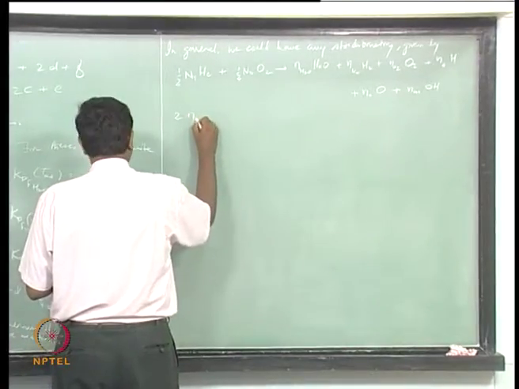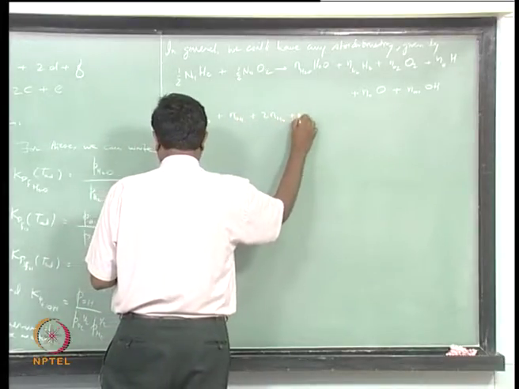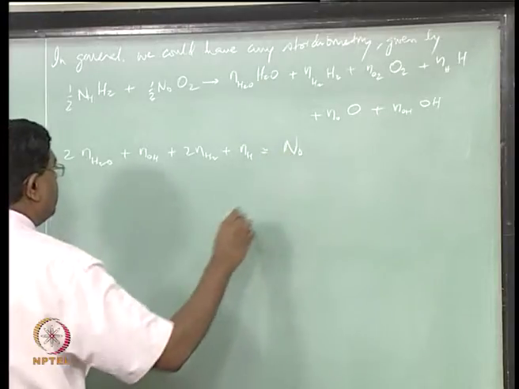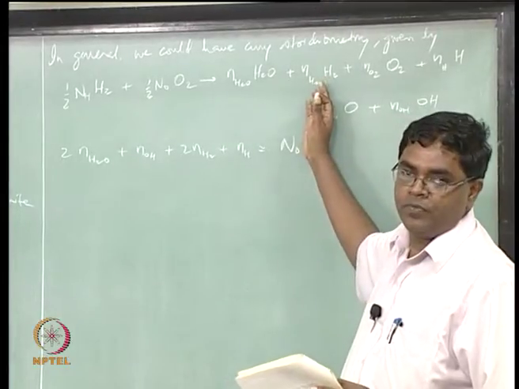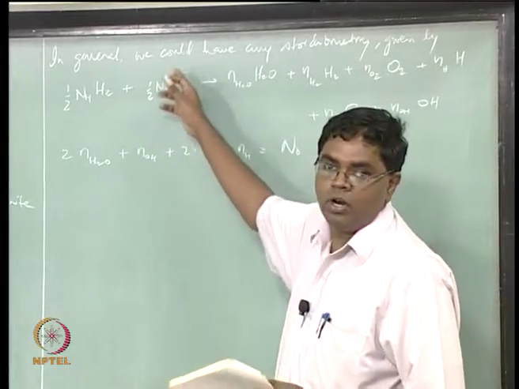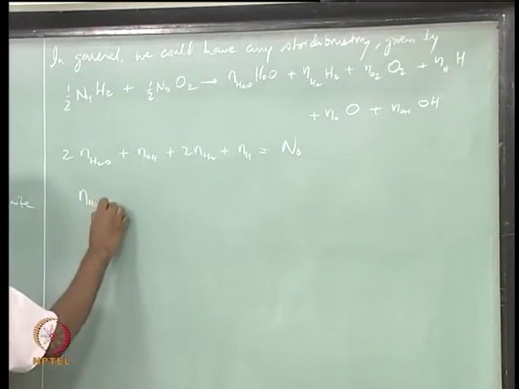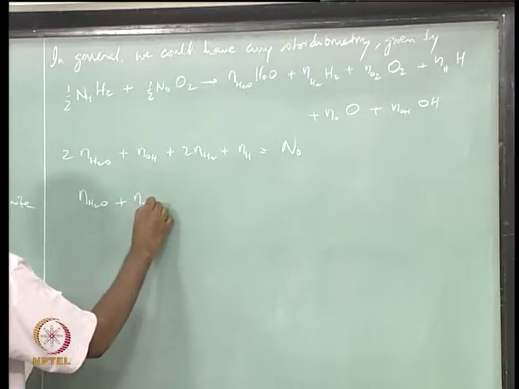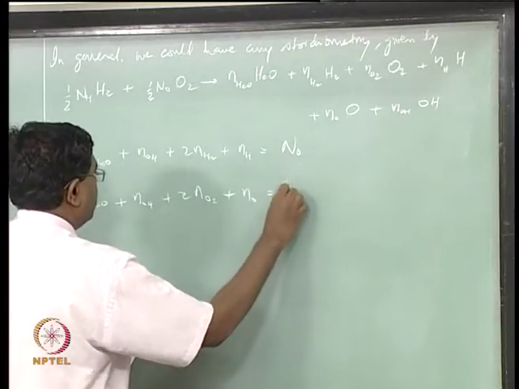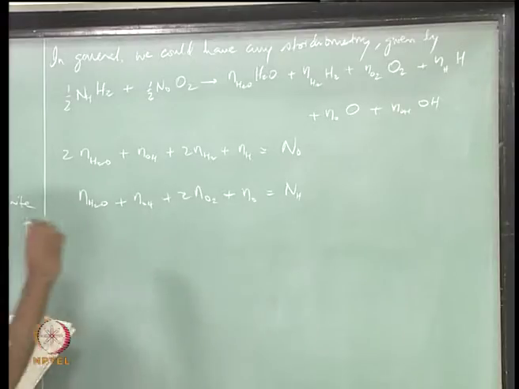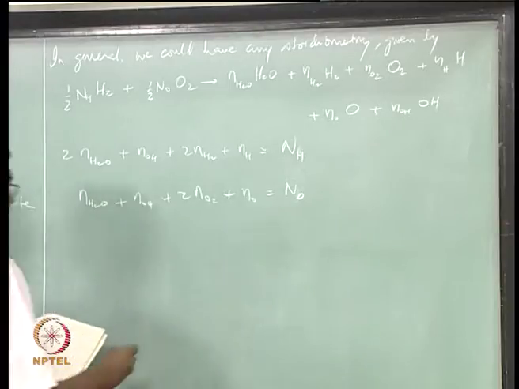2 NH2O plus NOH plus 2 NH2 plus NH equals capital NO. Capital NO essentially refers to the number of oxygen atoms in the entire system. Okay, we took a half NO because we have an oxygen molecule. Okay, and NH2O plus NOH plus 2 NO2 plus NO equals NH, which is the, I'm sorry, I made a mistake. This is NH over there and NO over here. These are the atom conservation equations.